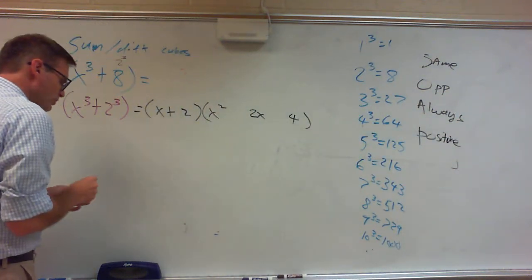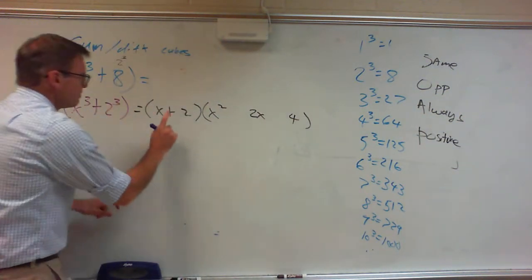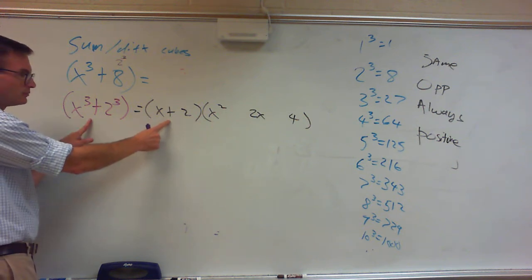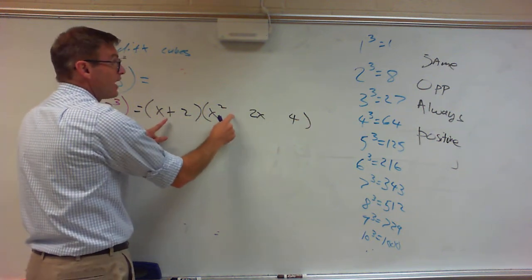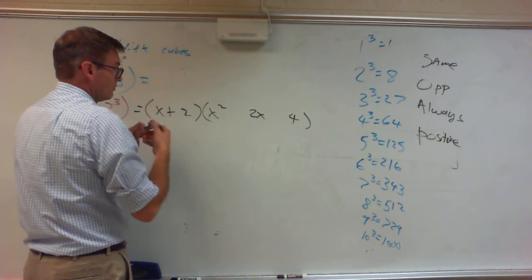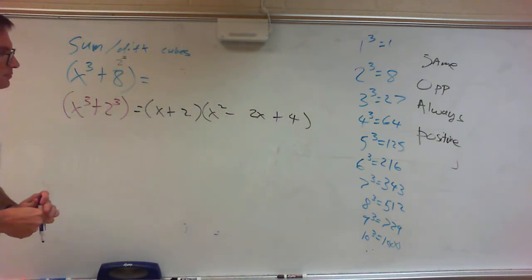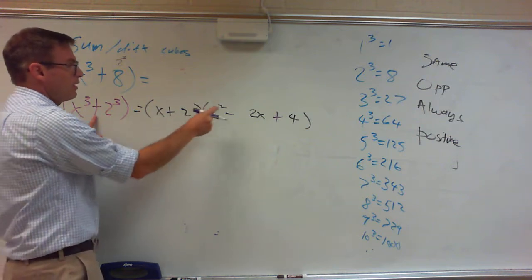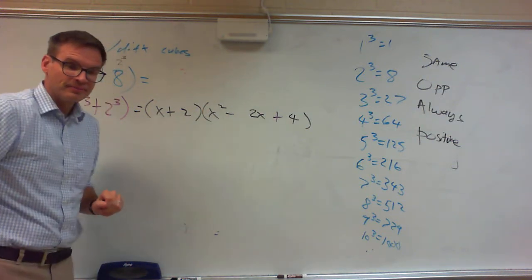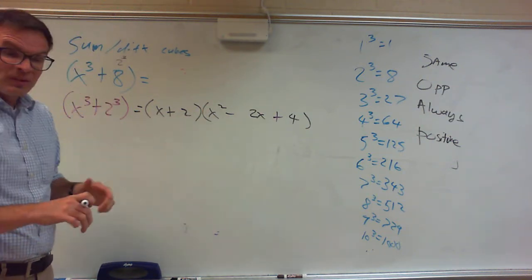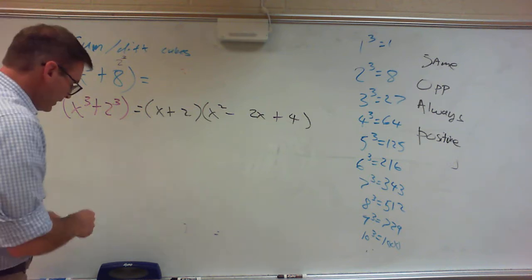So, how do I interpret that? This sign is the same as this sign. This sign is opposite of this one. And the last sign is always positive. Same, opposite, always positive. All right? Let's try it again.